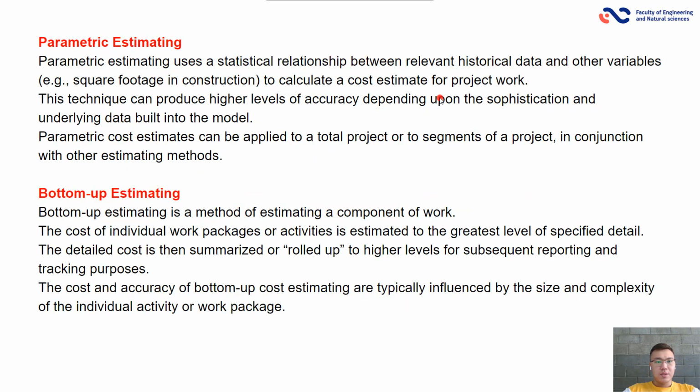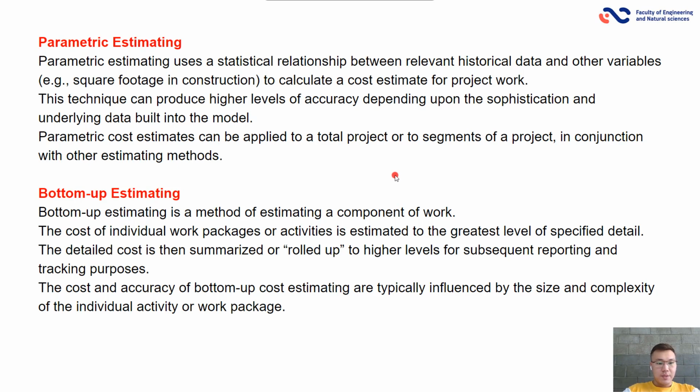Parametric estimating. Parametric estimating uses the statistical relationship between relevant historical data and other variables to calculate a cost estimate for a project. This technique can produce a higher level of accuracy depending upon the sophistication and underlying data built into the model. Parametric cost estimates can be applied to a total project or to a segment of a project in conjunction with other estimating methods.